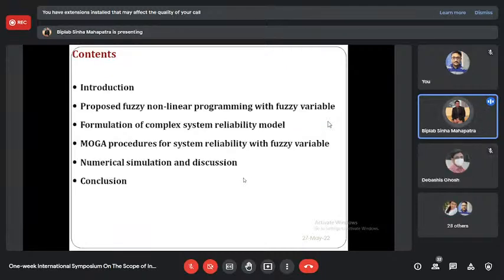Now look at this. It contains an introduction part. Introduction means it has the literature review. This is your method, and this is the complex system model, the reliability model. This is not new. This is the new thing, and this is the multi-objective geometric algorithm. Multi-objective algorithm exists, but it will be particular to your problem. And the last one is numerical simulation and discussion, meaning result and discussion. And lastly, you will make your conclusion, meaning your findings.